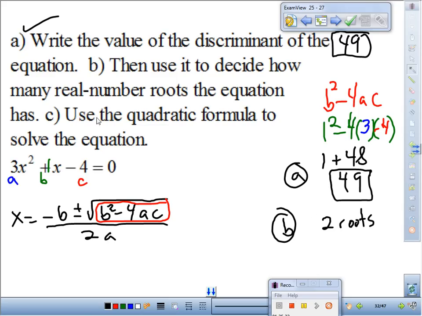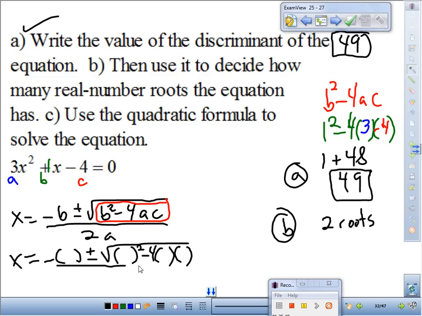And last part, use the quadratic formula to solve the equation. So I just substitute values from here, which means x equals negative parentheses plus minus square root parentheses squared minus 4 parentheses parentheses over 2 parentheses. So at that point, we substitute values. What is B? B is 1, and it goes here and here. What is A? 3, which goes here and here. And what is C? Negative 4, which goes right here.